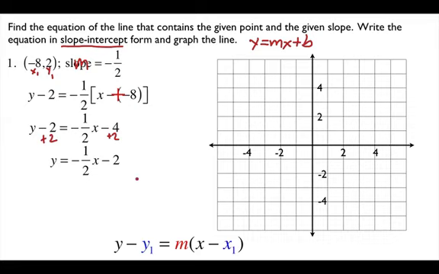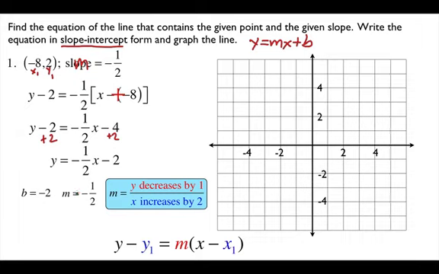From here, now it's in slope intercept form, and I can graph this very easily. I know my b is equal to negative 2, my m is equal to negative 1/2. If I interpret the slope, I know that y decreases by 1 and x increases by 2. So here's my y-intercept. So from here, y decreases by 1, x increases by 2. That's why I have this point, down by 1, increase by 2.